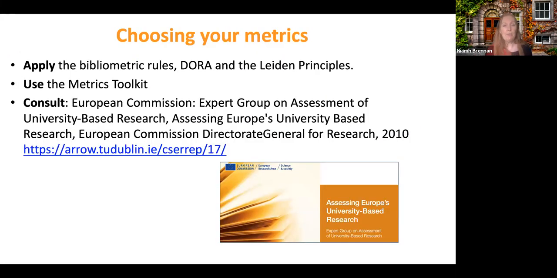Do apply the bibliometric rules, DORA and the Leiden principles. Use the metrics toolkit that I gave you. And if somebody comes to you and says, we want to allocate funding, what metrics should you use? It's 10 years old, but Helen Hazelkorn's Assessing Europe's University-Based Research has a matrix in it that tells you the function, the kind of assessment that you want to do, and the sort of metrics and analysis that you should do, okay?